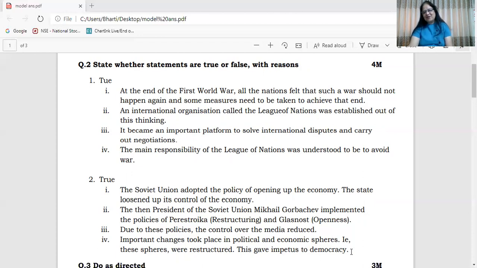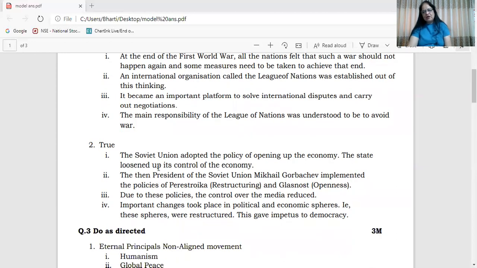If you have mentioned all the 4 points, you will be scoring 2 out of 2. As I mentioned earlier, 1 or 2 words here and there, then also you can score 2 out of 2. Question number 3.